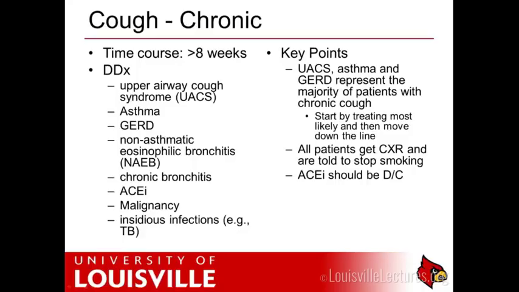Once you get to chronic cough, everyone's going to get a chest x-ray, and if they're smoking, you're going to tell them to stop. And if they're on an ACE inhibitor, you're going to stop that too. So this is everyone, but not everyone's going to get PFTs, not everyone's going to get pH monitoring and all that. Let's start with the most common and then move down the line. Any questions about that?